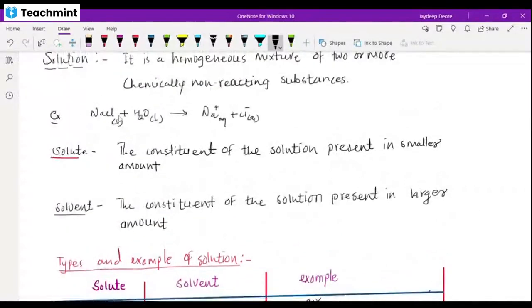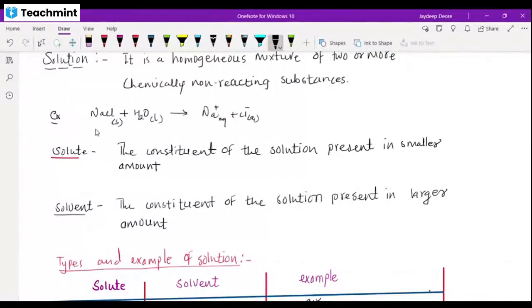In the previous example, you can consider here that sodium chloride is in small proportion, small amount as compared to the water. So sodium chloride is a solute because it is present in small amount. If you consider any kind of solution, a substance which is present in small amount is known as solute.